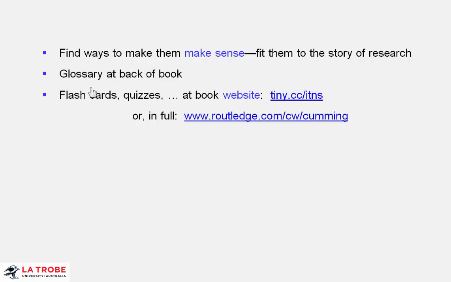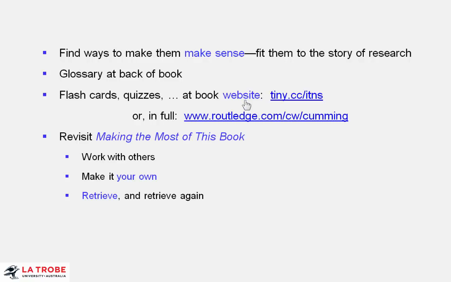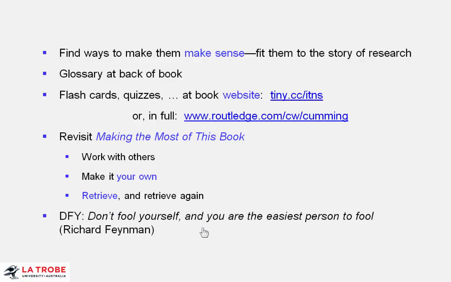There are goodies, a glossary at the back of the book, and these goodies at the online website to help. Have you made this website a favourite or bookmark? And also have a look again at this section at the front of the book, which has evidence supporting various advice about how any of us can make more effective use of our learning time.